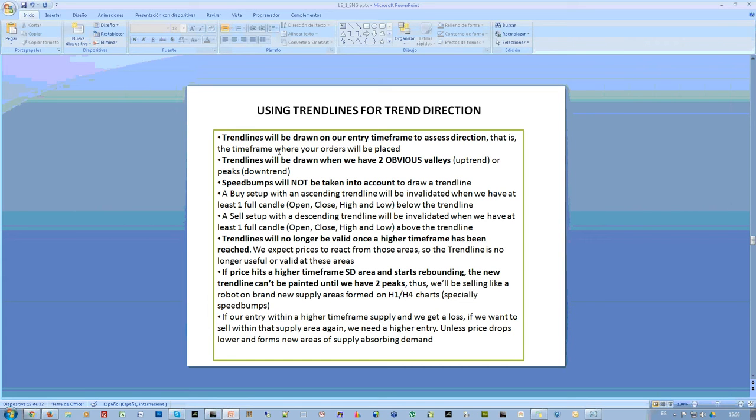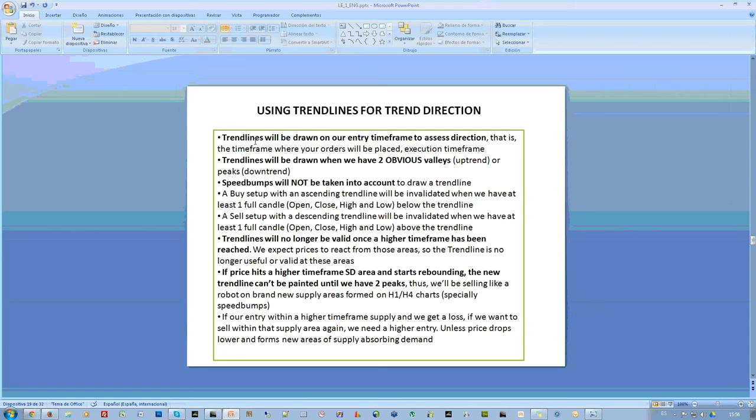The trend lines will always be drawn on our entry time frame to assess direction. That is the time frame where your orders will be placed, the execution time frame. But which is your execution time frame? Because you may be a scalper, an intraday trader, a swing trader, or a position trader.